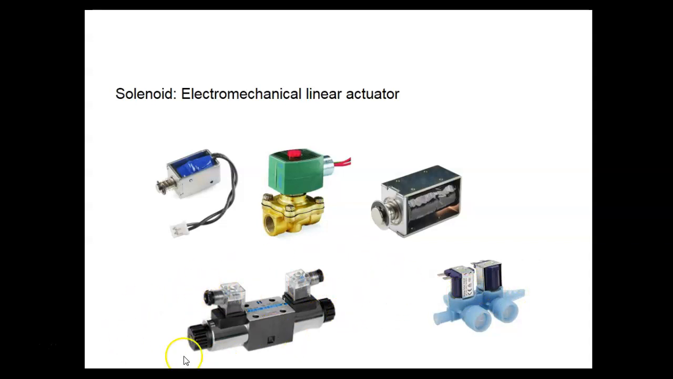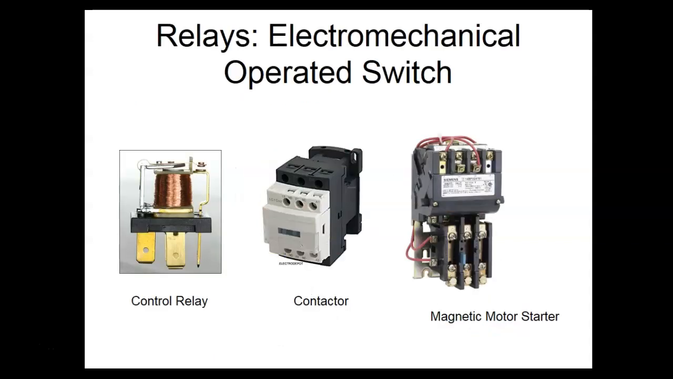This is a directional control valve where we use solenoids to control the flow of a fluid, like hydraulic fluid or pneumatic fluid. This is actually a solenoid right here. So we use solenoids all over the place to control the flow. And of course, if we can combine a solenoid with contacts, we call those relays.